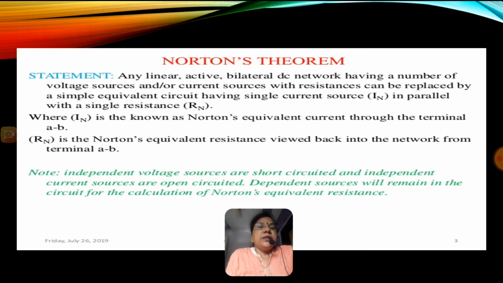Now this IN is known as the Norton's equivalent current through the terminals A and B, and Rn is the Norton's equivalent resistance viewed back into the network from the terminals A and B. Note that the independent voltage sources are short circuited and the independent current sources are open circuited. Dependent sources will remain in the circuit for the calculation of Norton's equivalent resistance.